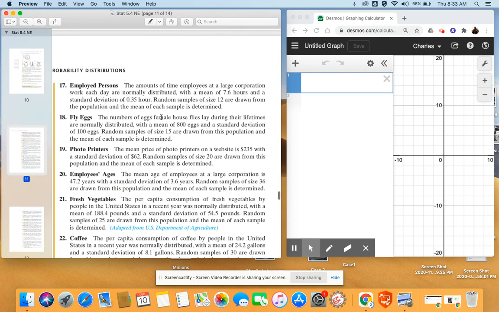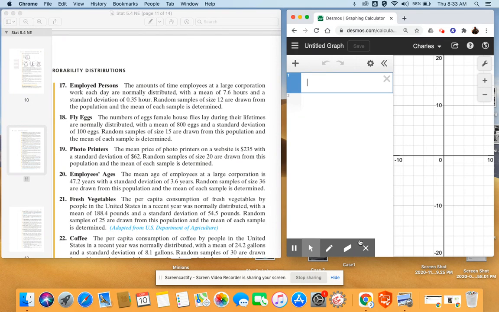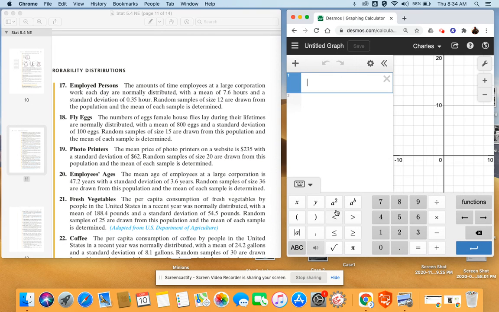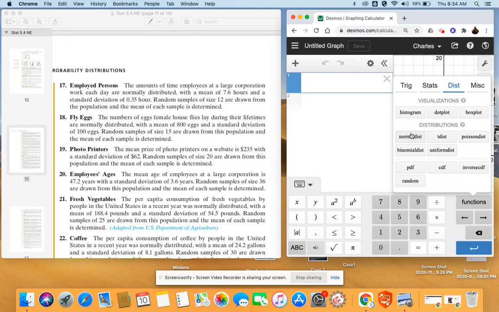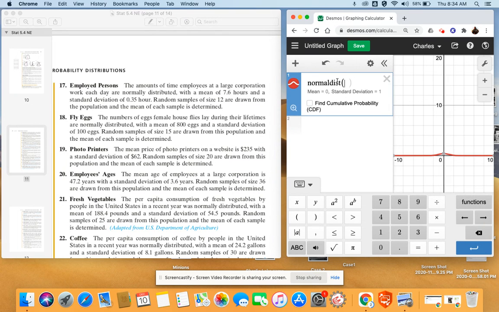The number of eggs female houseflies lay during their lifetimes is normally distributed with a mean of 800 eggs and a standard deviation of 100. So we're going to start and let's do a normal distribution for that. If we come in here to Desmos, we click on the keyboard, under functions, distribution is normal distribution. Now you could have just typed that in and it would have recognized it. It needs two inputs. It needs a mean, which we saw in our question, which was 800. And it needs a standard deviation, which was 100. And we close our parentheses, and it will make a graph.